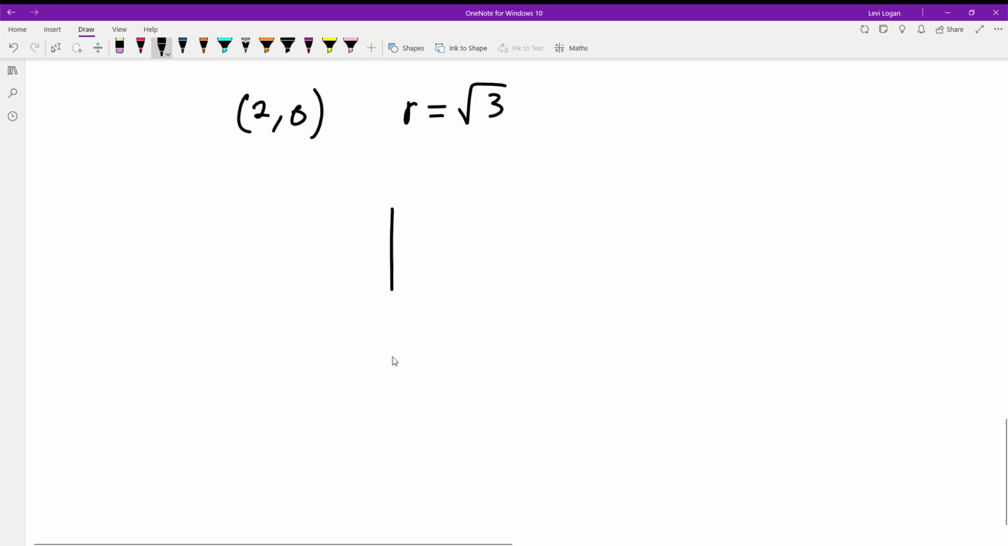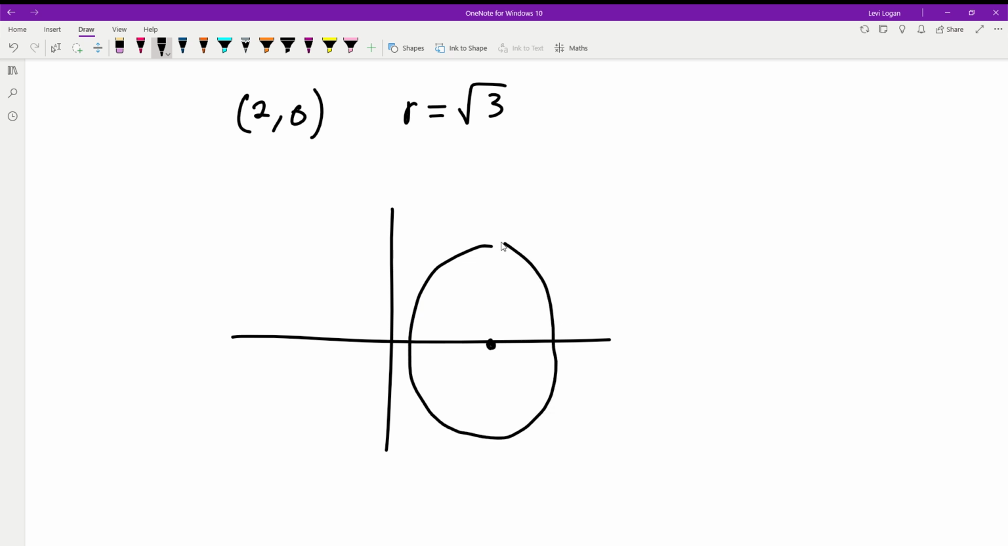So if we were to think about this circle here, it only has been shifted to the right by 2. So it's gone over here, and it looks something like this. Now it won't go past here because the square root of 3 is less than 2. It's about 1.7. But this is what it kind of would look like, where you've got that radius of square root of 3.